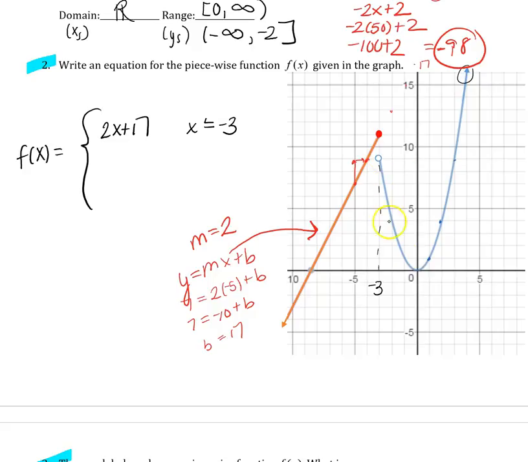Okay, next we've got this parabola. If you take a look at the points, it goes 1, 1, 2, 4, and 3, 9. So this tells me this is just your basic y equals x squared parabola.